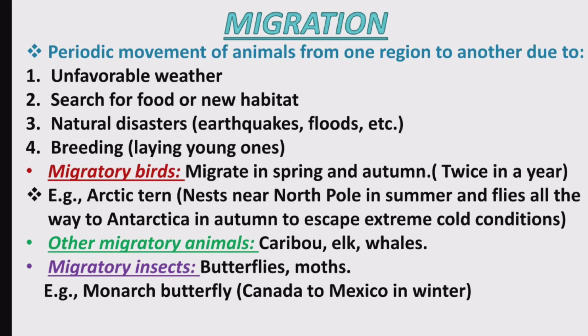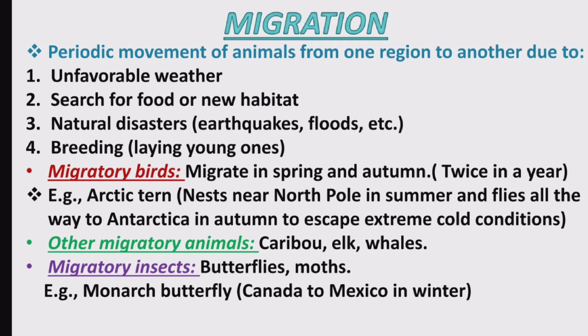So, our last topic is migration, the periodic movement of animals or any other organisms, insects, birds from one region to another due to unfavorable conditions, search for food or new habitat, breeding, natural disasters like earthquakes, tsunami, floods, etc. Migratory birds are those that migrate in spring and autumn. Actually, they migrate twice in a year.